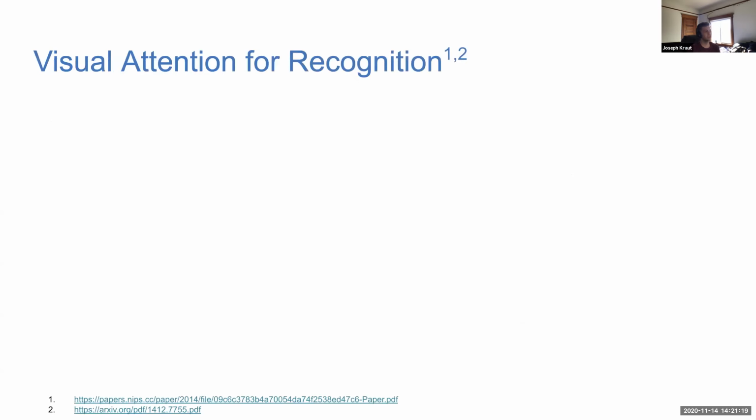Awesome. Okay, so we'll get into some actual models that are built on these ideas of attending to a specific part of the input. The first two models that we're going to talk about were by the same group, I think at Google.